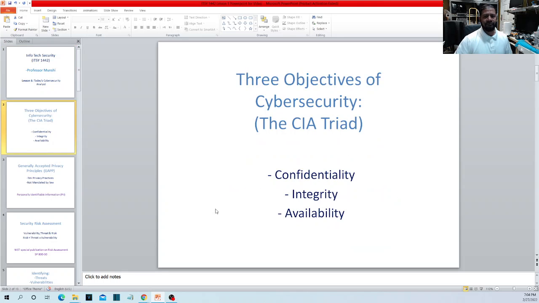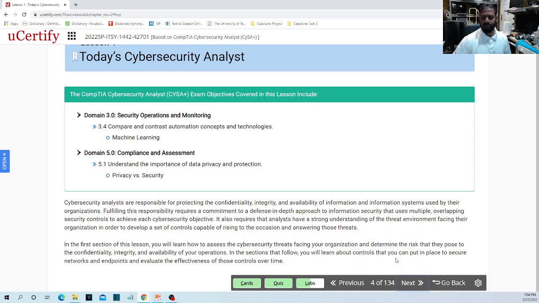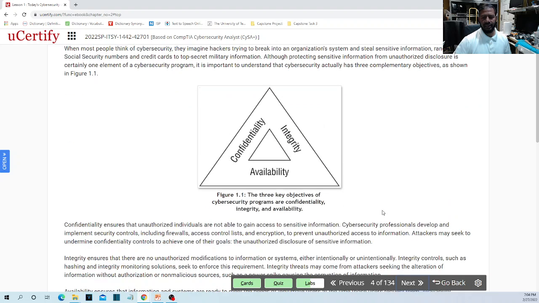The first point that we're going to discuss in this chapter is what are the main objectives of cybersecurity? It is called the CIA triad: confidentiality, that is C; integrity, that is I; and availability, that is A. CIA: confidentiality, integrity, and availability. And what are they? What does confidentiality mean? Let's look at the courseware where we are discussing that. Go to the next page and let's see.